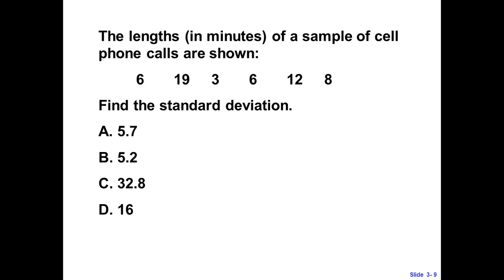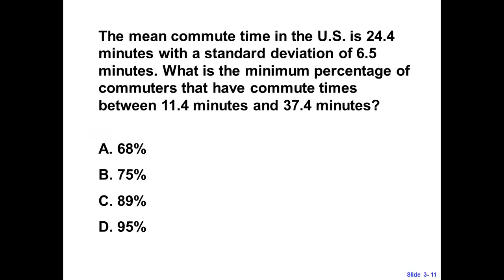For the next one, calculate the standard deviation. We have to follow the same steps as before. You have to calculate the summation of x, so you have to take 6 plus 9 plus 3 and so on. The summation of x square, 6 square plus 19 square plus 3 square and so on. Then use the computational formula that I gave you for the variance, and then you take the square root of the variance, and this is going to be the standard deviation. Don't forget, because we have a sample, you have to divide by 6 minus 1, which is 5. So the correct one is 5.7.